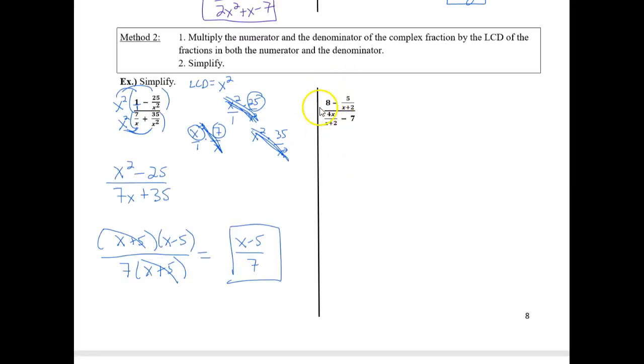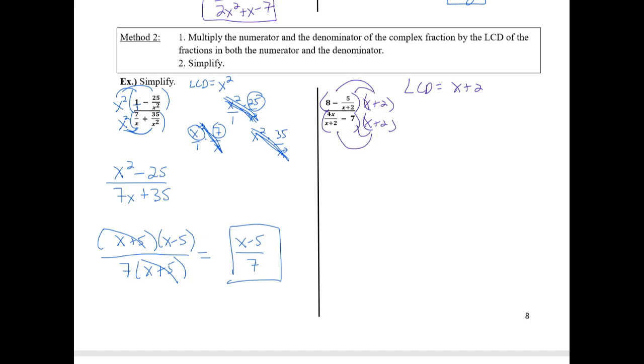Alright, let's see how you did. So we've taken into account the denominators of all the fractions from the fractions in the numerator and the fractions in the denominator. We see that they already have a common denominator of x plus 2, so that's our LCD. x plus 2. We take everything in the numerator times x plus 2 and everything in the denominator times x plus 2. And we distribute it to both terms.